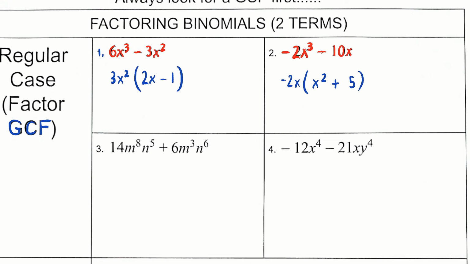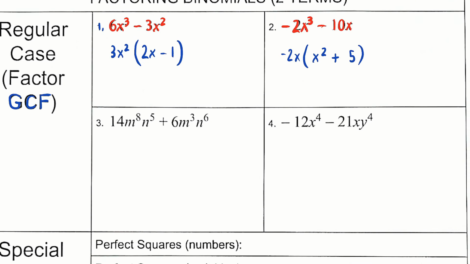Okay? The next one, number 3. Again, what can I pull out of 14 and 6? So the biggest number I can pull out of 14 and 6 is 2. Okay, how about the first term? It has m to the 8th. Second term only has m to the 3rd. What's the most they have both in common? M to the 3rd. First term has n to the 5th. Second term has n to the 6th. So we can pull out n to the 5th. The most they both have in common.